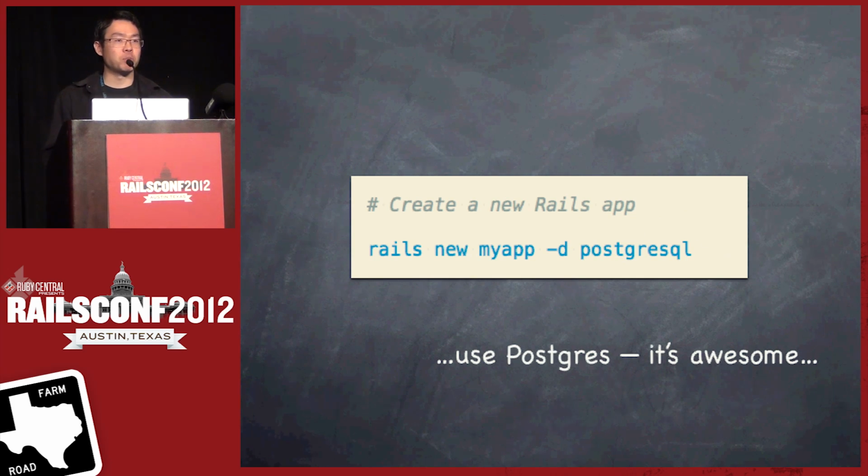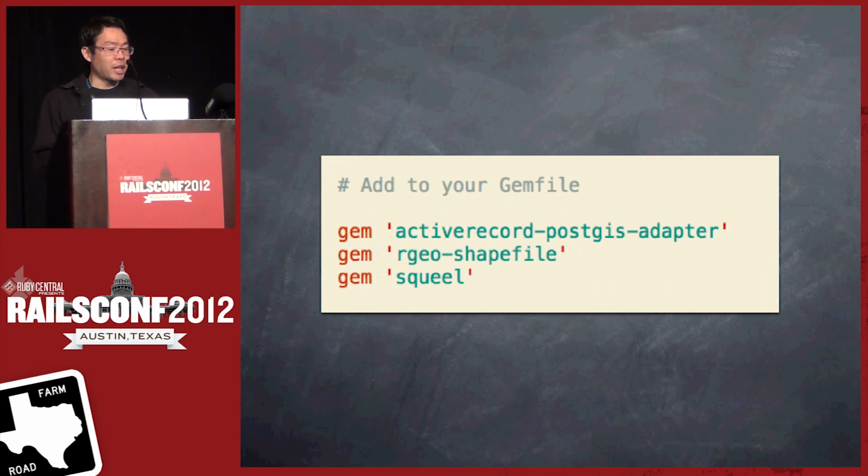Again, we're going to start off with Postgres for the database since we want to use the PostGIS plugin, and because Postgres is a better database anyway. We'll add 3 gems to our Rails app. The first one is a special active record adapter. It's actually a subclass of the stock Postgres active record adapter, and it's been modified to access the PostGIS features.